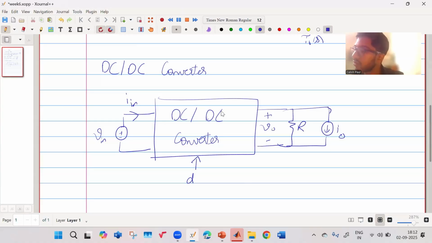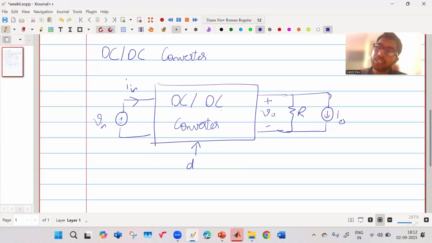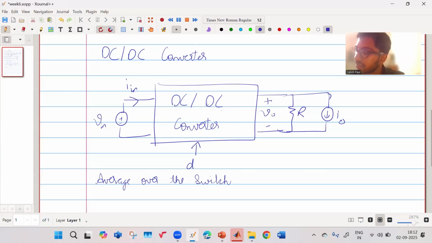What we first saw last week is that we have to do modeling. Modeling is like finding a mathematical model of our converter. And when we do that mathematical model, we average over the switching time period T.